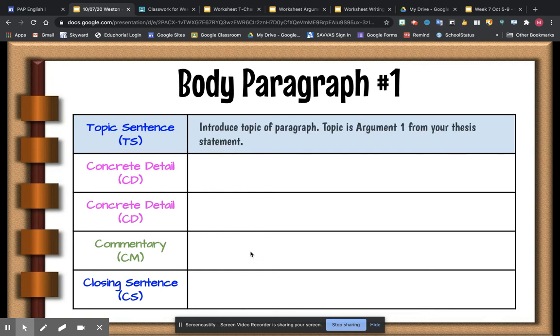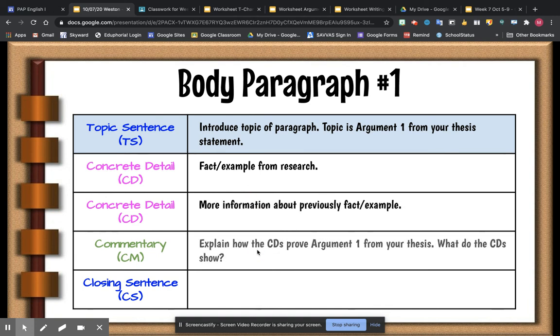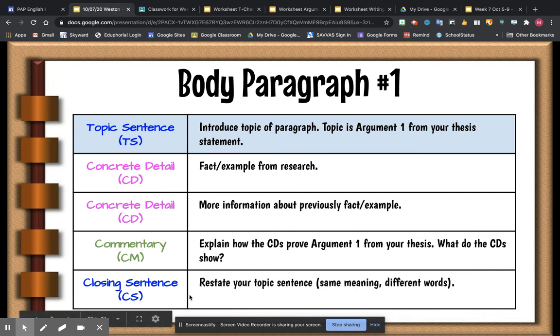Your introduction has that topic sentence and talks about your first argument. Make sure transitions are used here in your concrete details, and you have 2 sentences of that. And then your commentary starts with this shows that, and you're again explaining how these 2 concrete details support your topic sentence. And then your closing, you're just restating your topic sentence with the same meaning in different words.